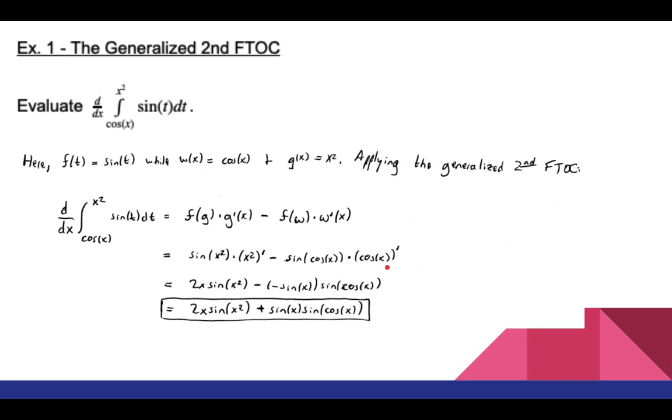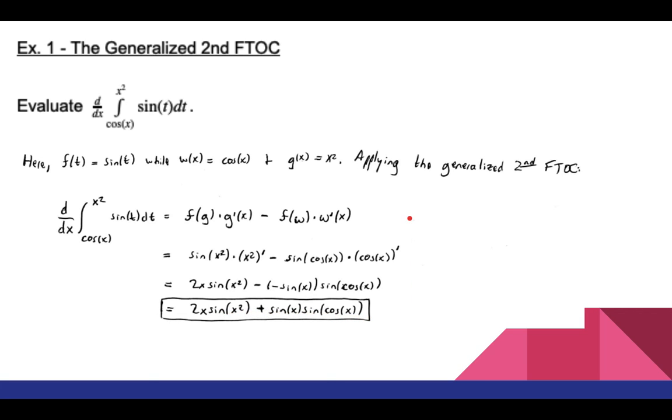So as a result, the derivative of x squared is going to be 2x, so we have 2x times sine of x squared, and then we're going to have minus negative sine of x times sine of cosine of x. Again, the derivative of cosine of x is negative sine of x. So as a result, our overall derivative of this integral is going to be 2x sine of x squared plus sine of x times sine of cosine of x.